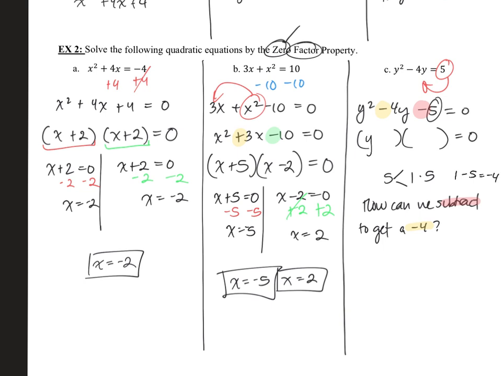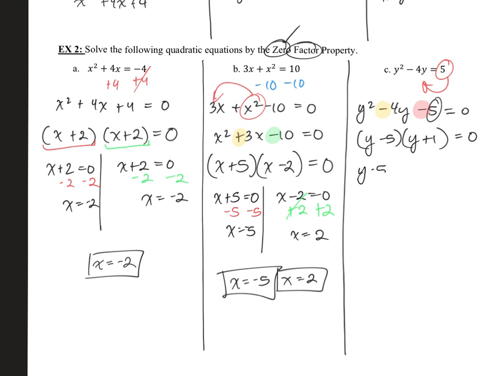Okay, let's go ahead and just plug in the y values. So now we know that the 1 was the positive and the 5 was the negative. Okay, so there we go. We have factored our trinomial. Now we're going to go ahead and set each factor to 0 to solve. So y minus 5, set that to 0. Y plus 1, set that to 0.